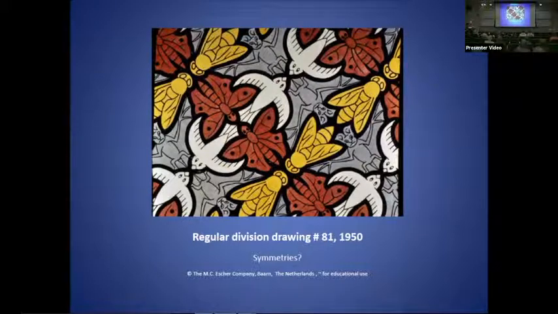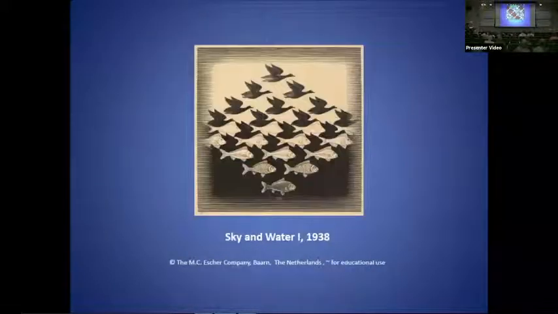I don't know why that happens, but hopefully it'll go away. This is a very famous one called Sky and Water. I think I may have a copy of it if you want to look at it more closely. Yeah, back there. This one sold a lot of copies.